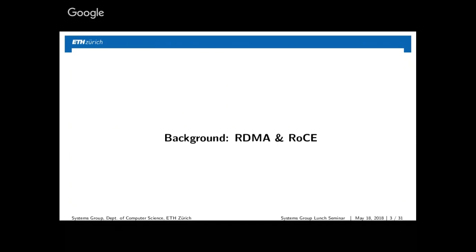So essentially my talk is going to be in 3 parts. First, I will say a little bit about RDMA and RoCE, and then about our programmable NIC, its architecture, its implementation, and then I present the use case, the distributed radix hash join, where we actually use that programmable NIC.